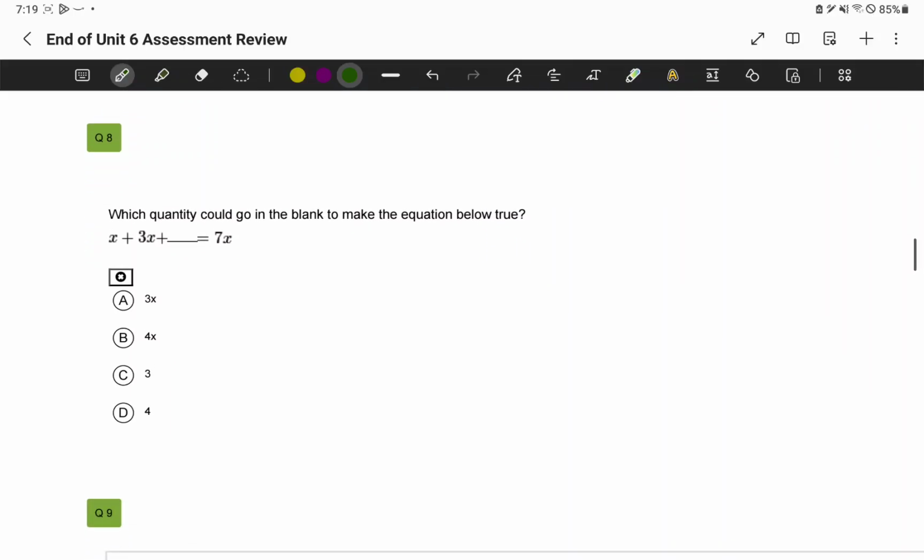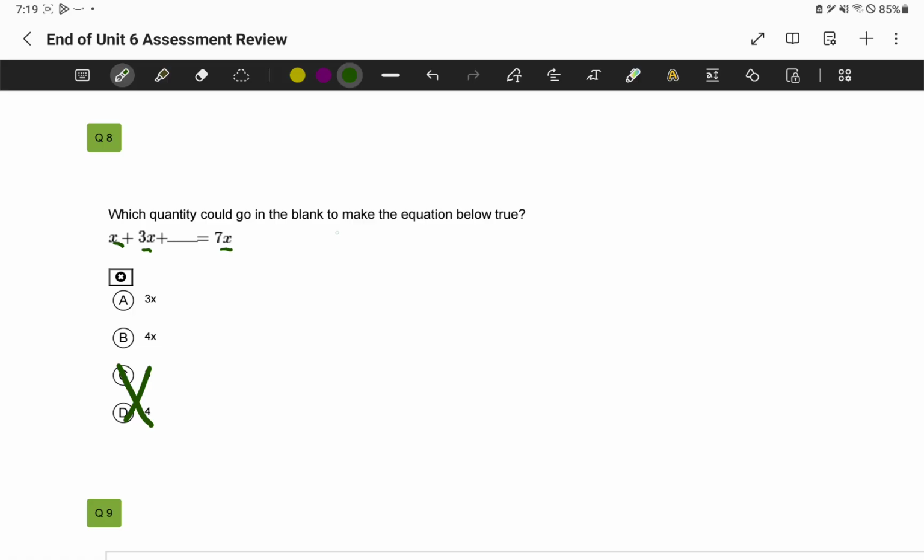Okay, question 8. Which quantity can go in the blank to make the equation below true? Well, these all have x's. And so our answer better have an x, which means we can get rid of the ones that don't have x's.